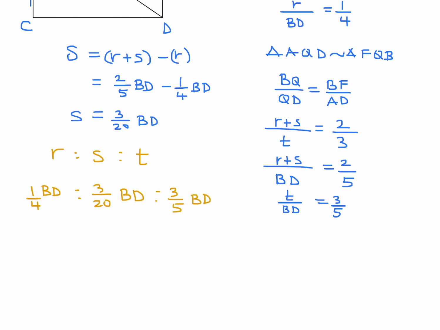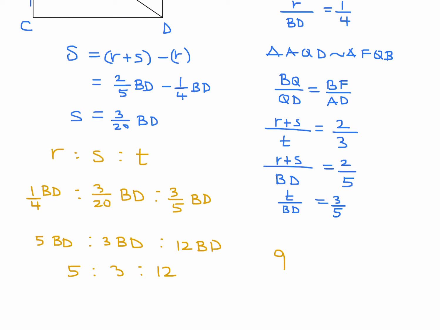Okay, let's try to get rid of the fractions. What am I going to multiply through by? 20 probably, right? So if I multiply through by 20, this becomes 5 BD, this becomes 3 BD, and this part is going to be 12 BD. Okay, the BDs all go, and all you're left with is 5, 3, and 12.